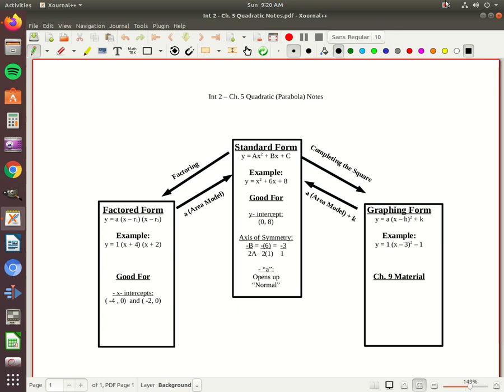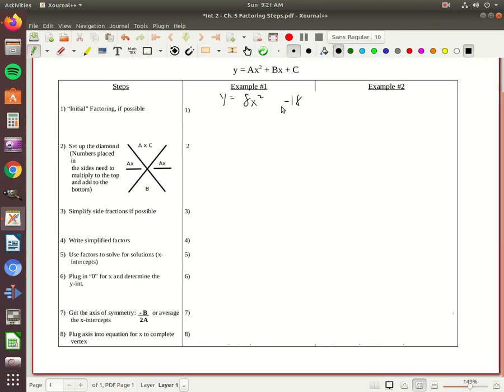All right, so let's jump into today's lesson. Interestingly, I'm trying to match it up with the standard form up here. So you can see my A is 8, but my B is 0, and my C is -18. So what do we do when a B is missing?